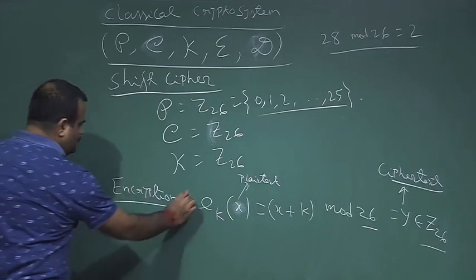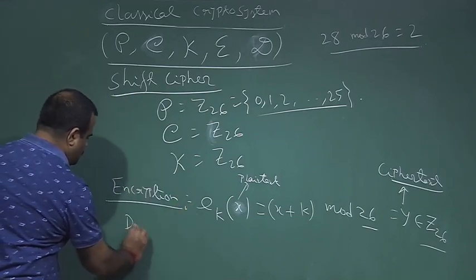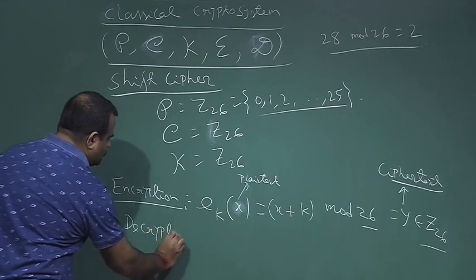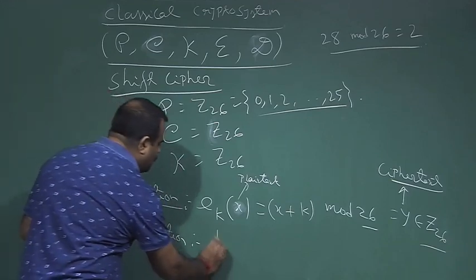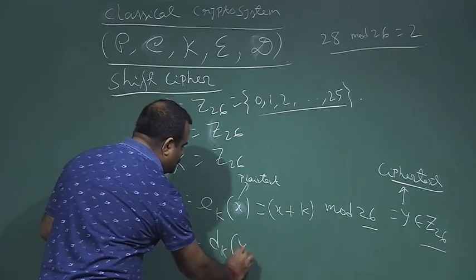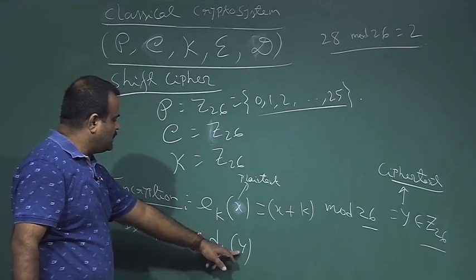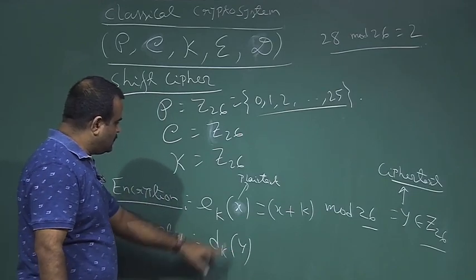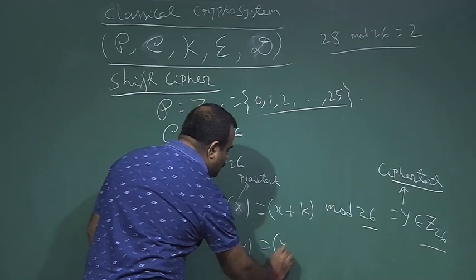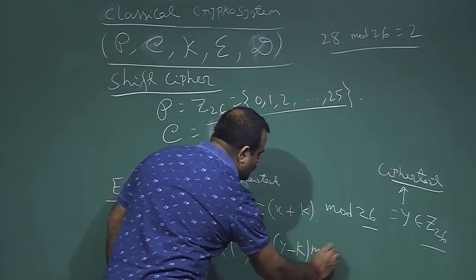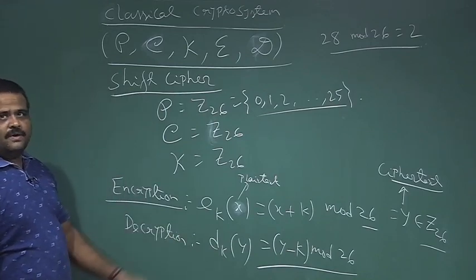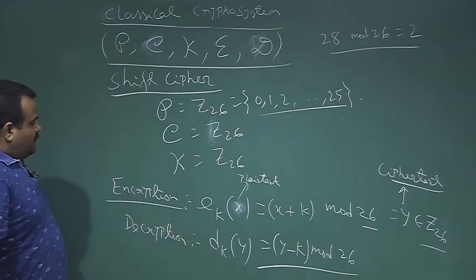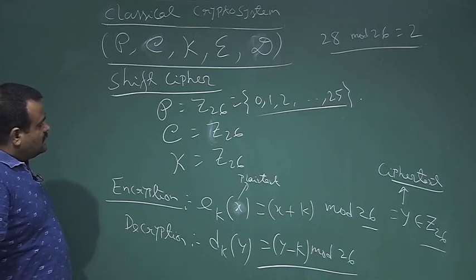And what about decryption? So, for decryption, D_k, the input is y, the ciphertext, with the same key. This key should be the same. It is basically y minus k, and again we have to take mod 26. So, this is the decryption function of the shift cipher. Now, for k equal to 3, this is called the Caesar cipher.